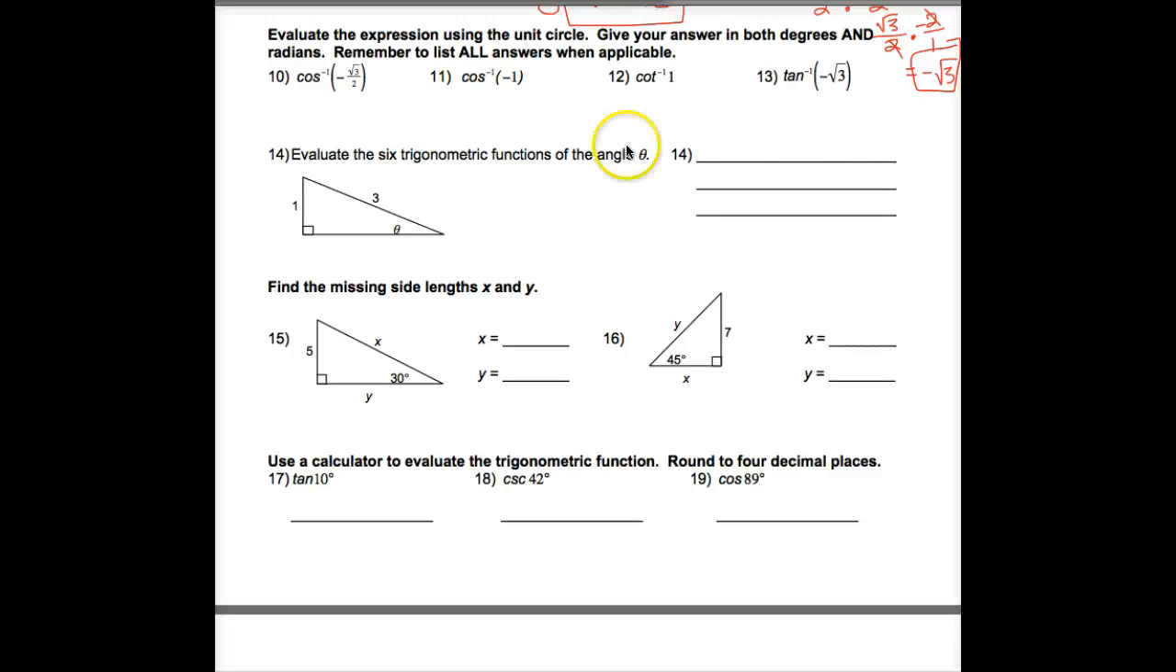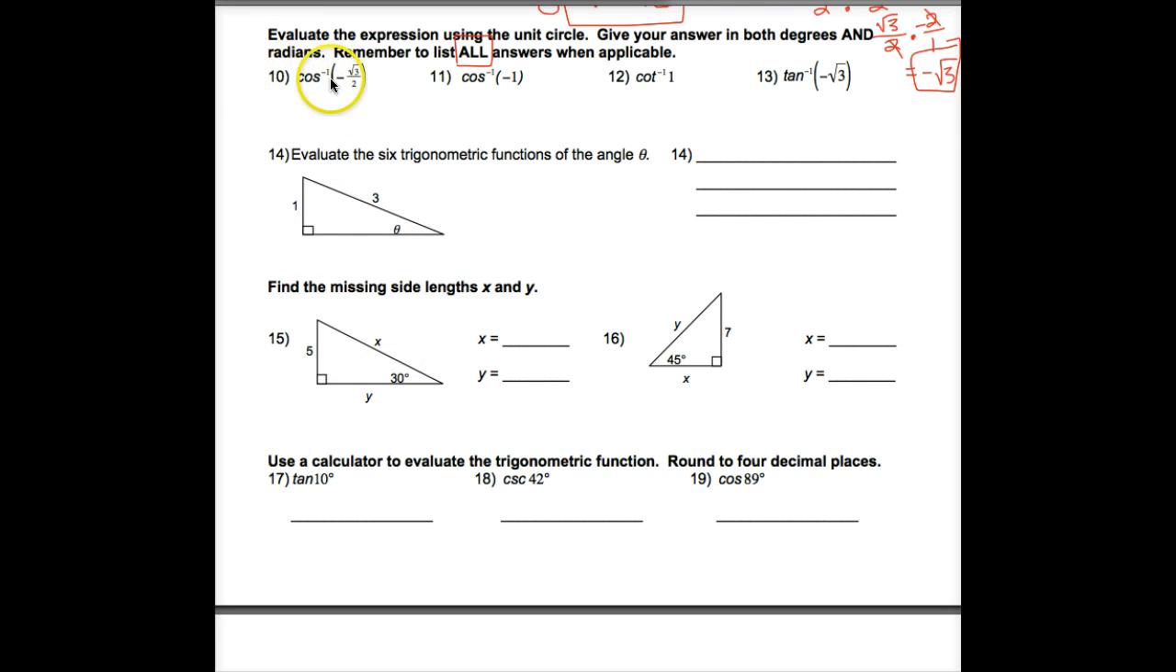Next, evaluate the expression using the unit circle. Give your answer in both degrees and radians. Remember to list all answers. So in many cases, there's more than one, so make sure you list all of them. So, let's start with number 10, inverse cosine of negative radical 3 over 2.